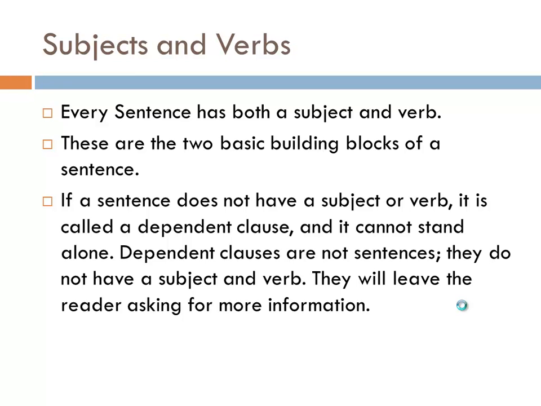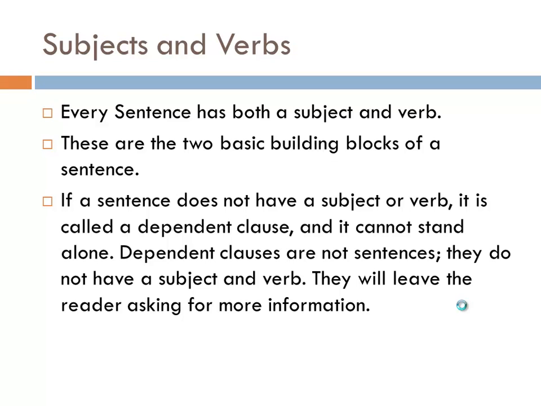If a sentence does not have a subject or a verb, it is called a dependent clause. If you've ever heard a teacher talk and you're wondering, well, I have a full and complete sentence, what's that called? That's called an independent clause because, of course, independent means it can stand alone. A dependent clause, in the other sense, means that it has to be dependent on something else to make it a full and complete sentence.